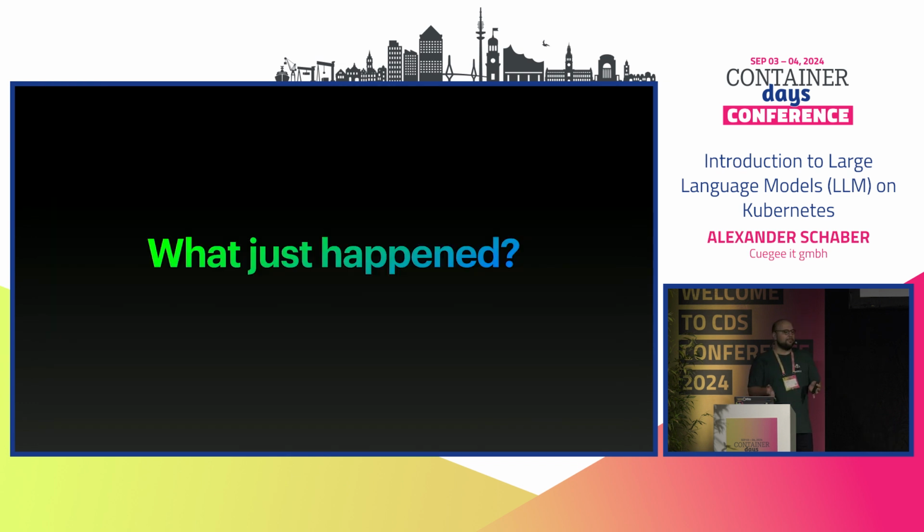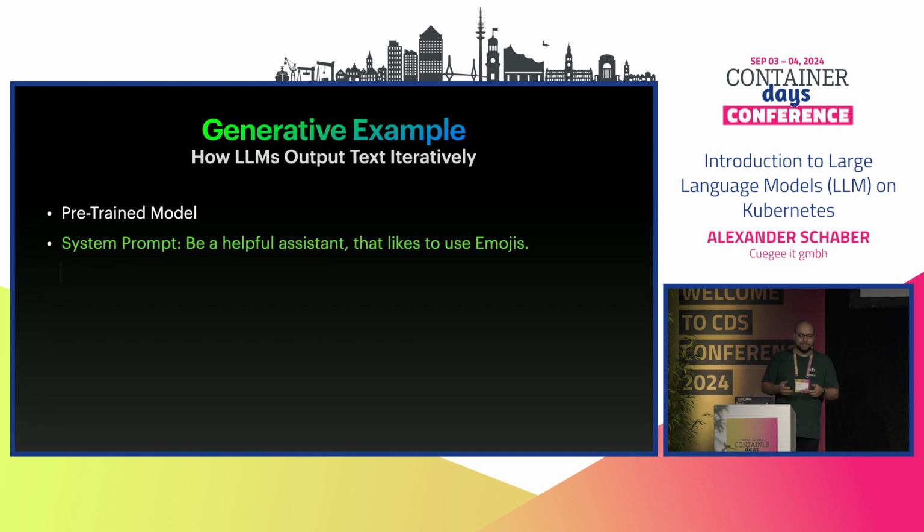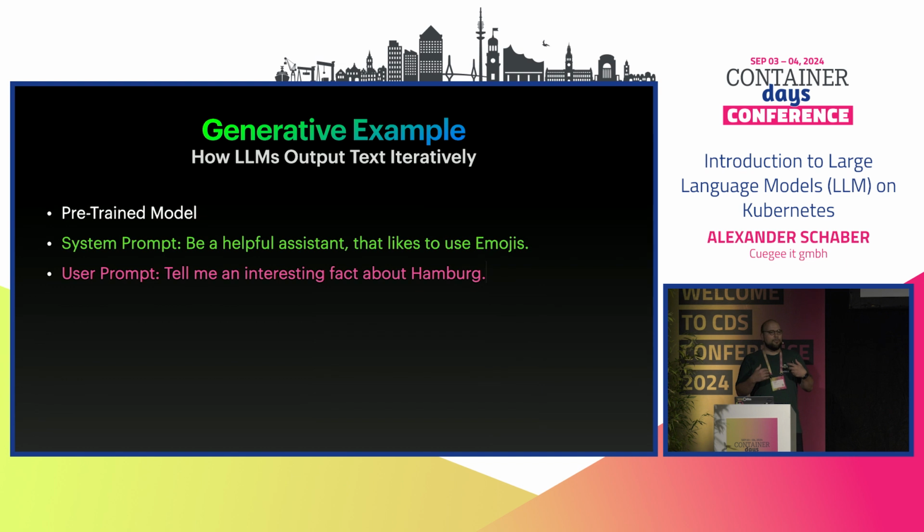But what just happened? So let's talk about what a generative AI actually does and how it works. When you download something like I did with the ollama pull, you get a pre-trained model. And then a pre-trained model comes with a system prompt. And then we add some input to it, another prompt. So for instance, tell me something interesting about Hamburg.